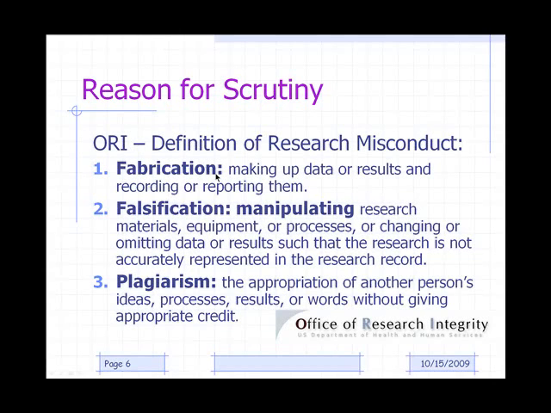And of course, when it is with malintent, there's fabrication, making the data, the results, recording or reporting them; falsification, manipulating the research materials, equipment, or processes, or changing or omitting data or results such that the research is not accurately represented in the research record; and plagiarism, which we've had discussions about in this course.